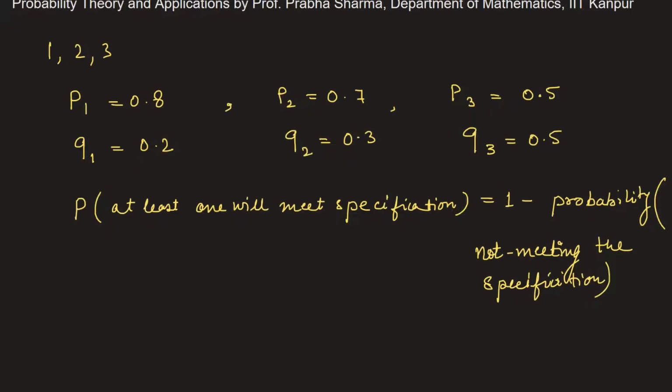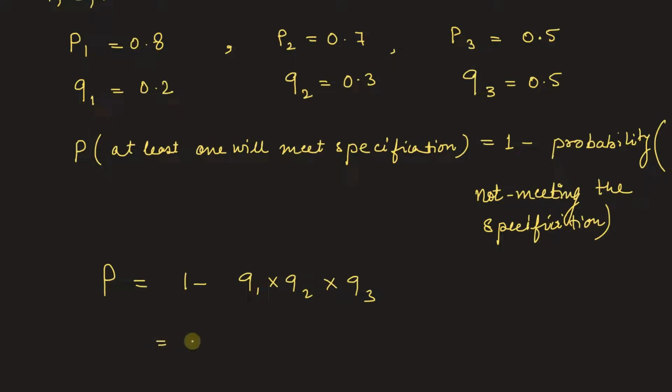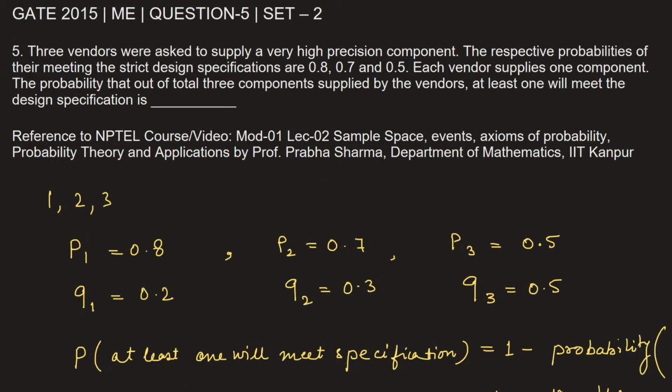Okay, so we have already calculated Q1, Q2, Q3. So let's say this is P. So P will be equal to 1 minus Q1 into Q2 into Q3. Okay, so we just substitute the values now, 1 minus 0.2 into 0.3 into 0.5, and this will be equal to 0.97.